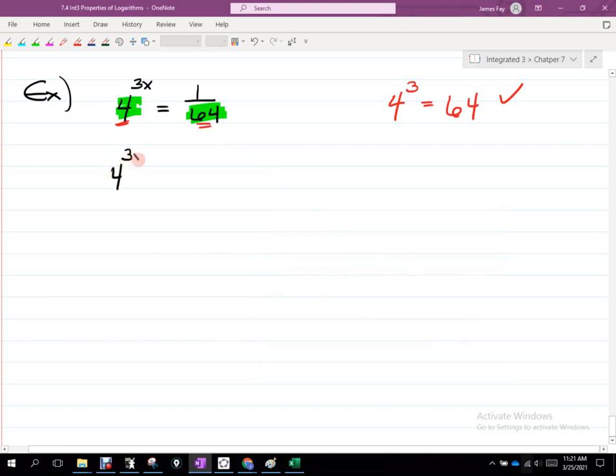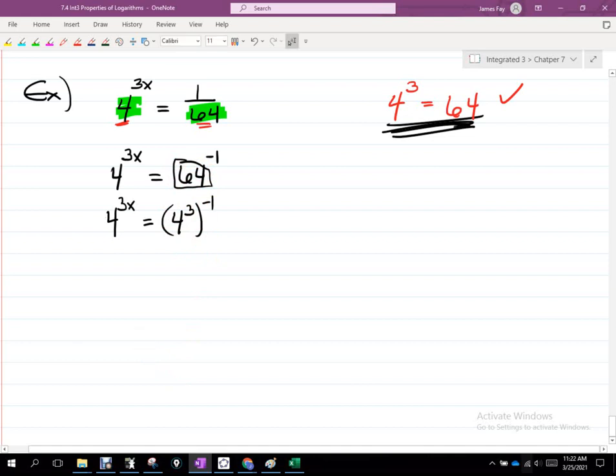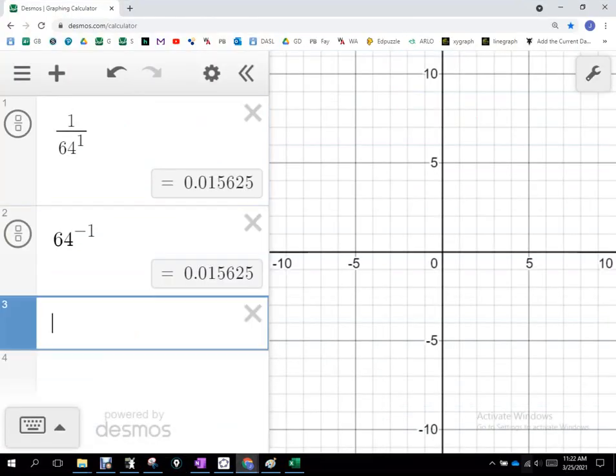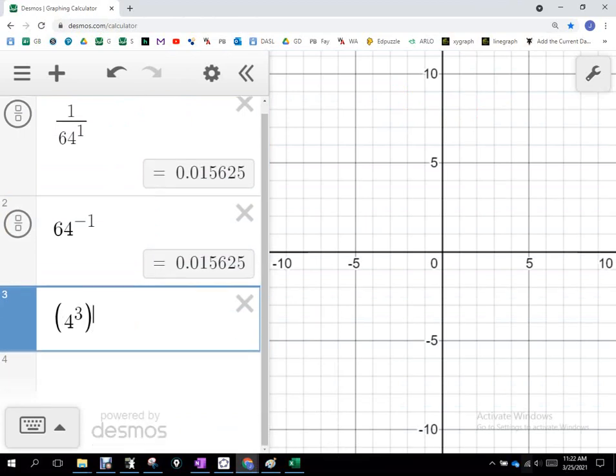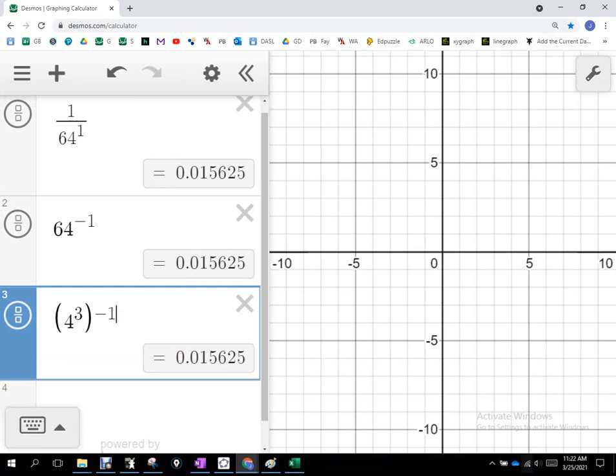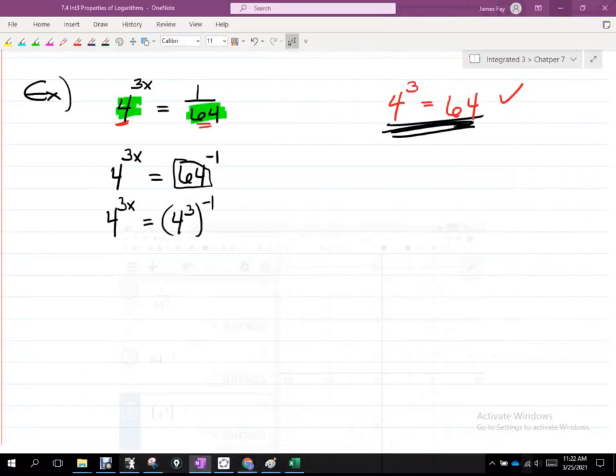So if I rewrite this as 4 to the 3x equals 64 to the negative first, what that does is it gets rid of the fraction, right? So now, can I rewrite this as 4 to the 3x equals, let's employ this now. That 64 can be rewritten as 4 to the third, right? That would be rewriting the 64, but it should still have that exponent of negative 1. And if I'm uncertain if what I've done here, the way I've transformed this, was appropriate, I can always take 4 to the third, raise it to the negative 1, so it still gives me 1 over 64. Okay? So I know that this is all okay.